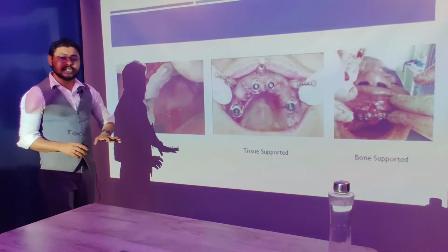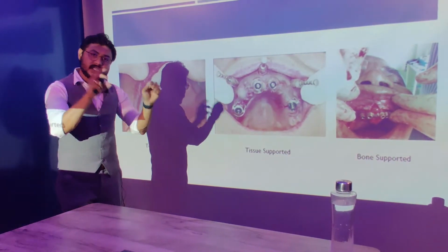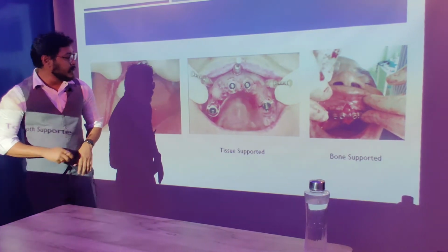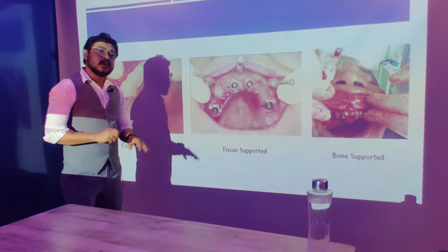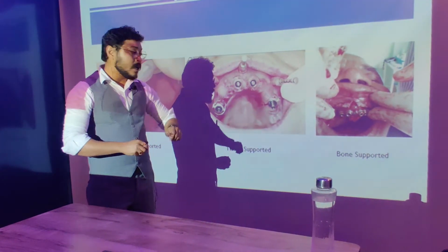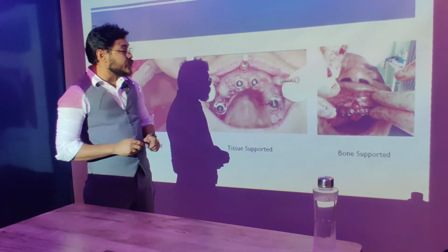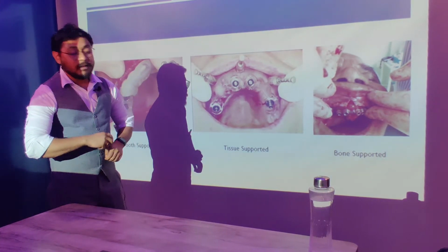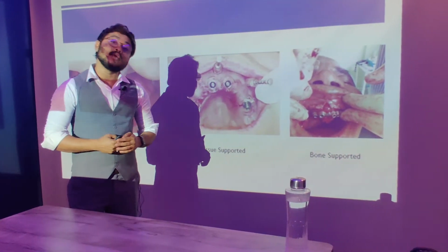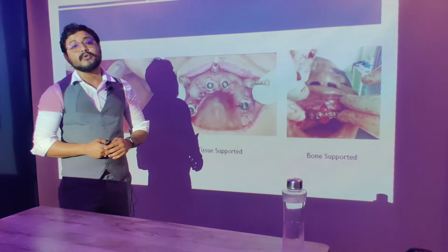There are a few types of surgical guides. One is the tooth-supported surgical guide, which rests on the teeth. One is the tissue-supported surgical guide, where we stabilize the guide over the gum tissue with the help of some retention pins, right? And another one is for flap surgery, the bone-level surgical guide. This is called the bone-supported surgical guide.